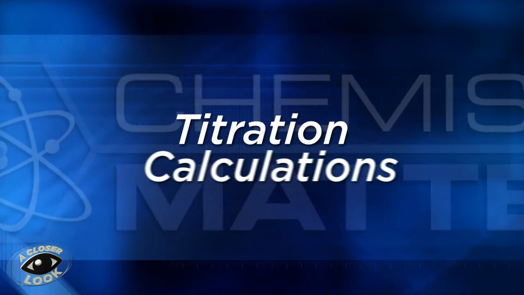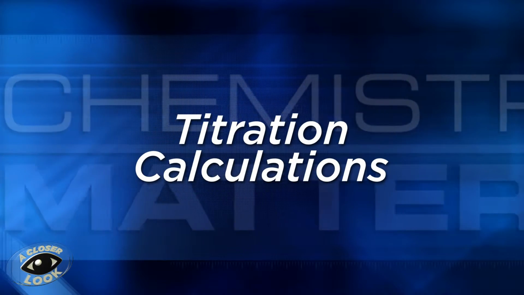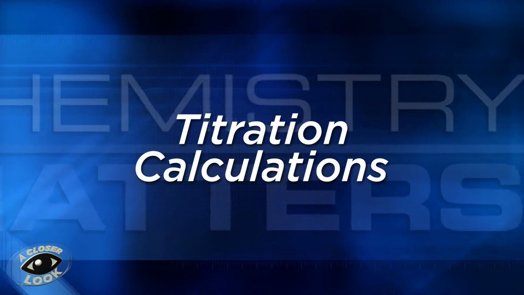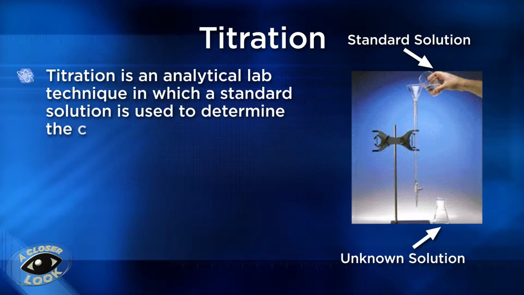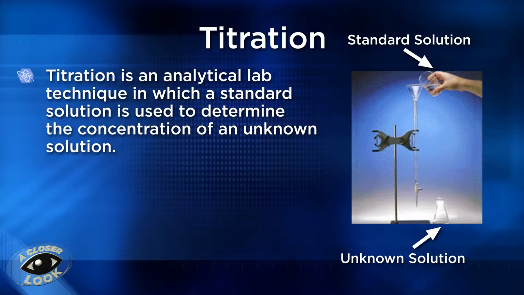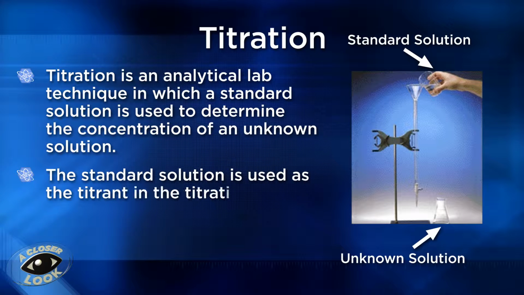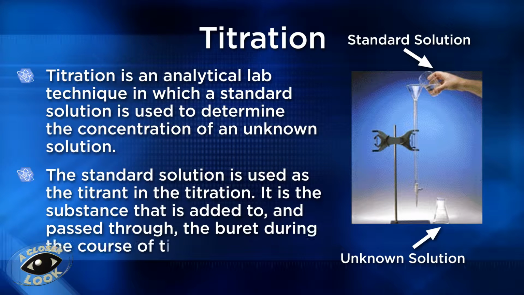In this video, we'll take a closer look at titrations and calculations involving titrations. A titration is an analytical lab technique in which a standard solution is used to determine the concentration of an unknown solution. The standard solution is used as the titrant in the titration. It is the substance that is added to and passed through the burette during the course of the titration.